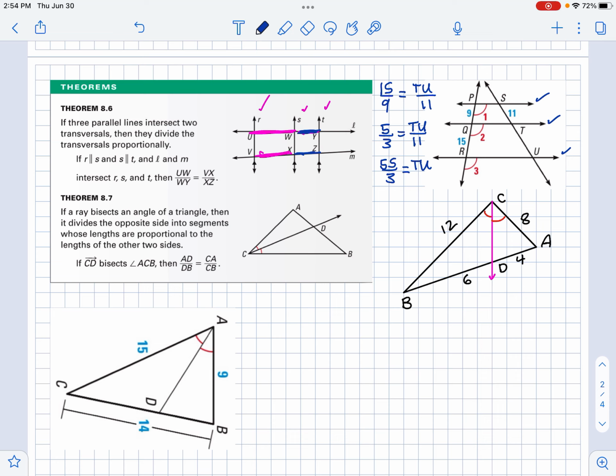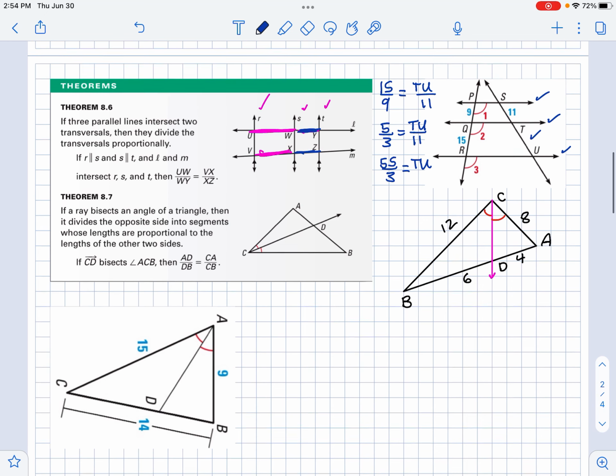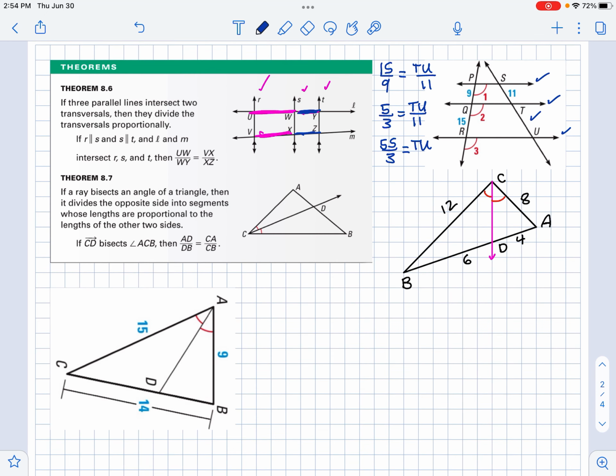In this case, we were trying to find this missing side here. Okay, so they didn't give that to us. Okay, let's look at the next theorem here. Now it says if a ray bisects an angle, like this, notice it indicates that both of these are equal in measure, so they're congruent. Then it divides the opposite side into segments whose lengths are proportional to the lengths of the other two sides.